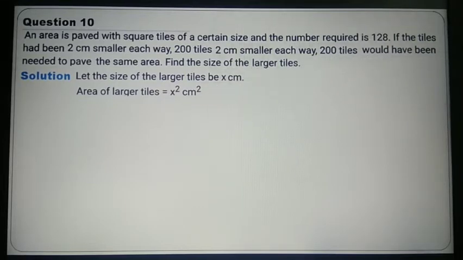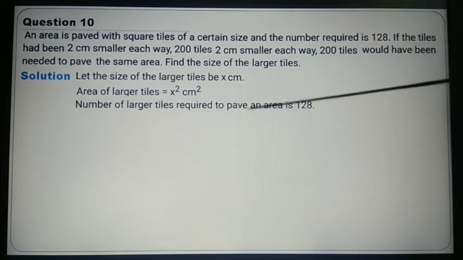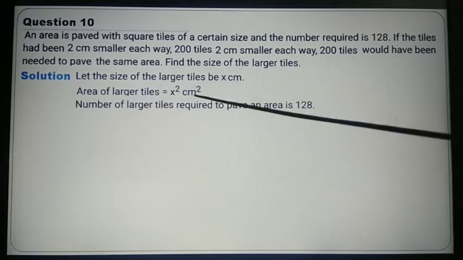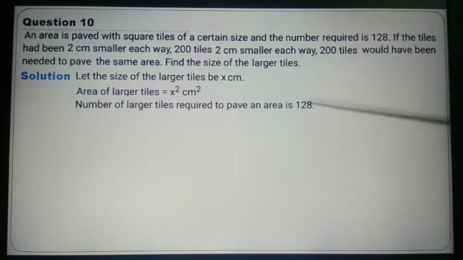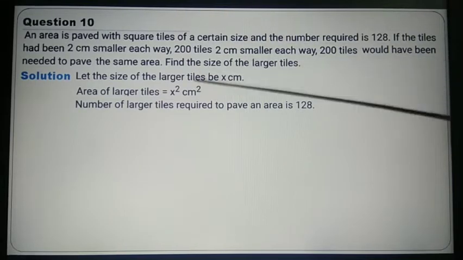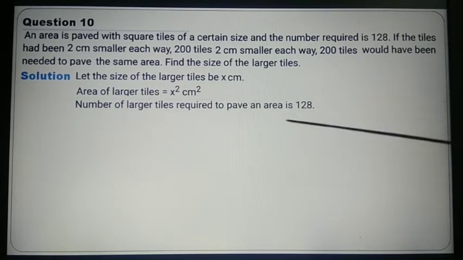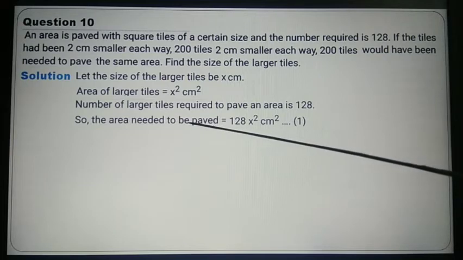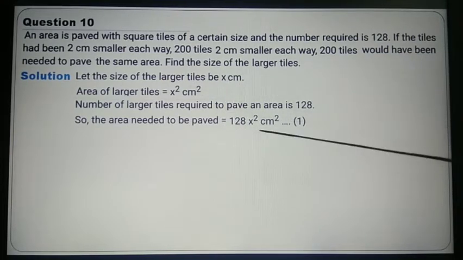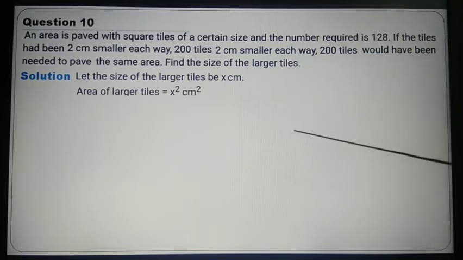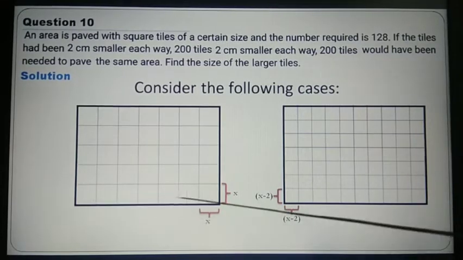Fine. So similarly, let's find what is the number of tiles. Okay, so it is given that number of tiles to pave an area is 128. Okay, so if I use bigger tiles, then 128 tiles are needed. Is that clear? Okay, now if area of one tile is this much, then what will be the area of that bigger area which you are going to cover with the tiles? So it will be area of one tile into number of tiles. Is that clear? So area needed to be paved will be 128 into x square, that is 128 x squared centimeter square. So this is the area of this one, this rectangular part.